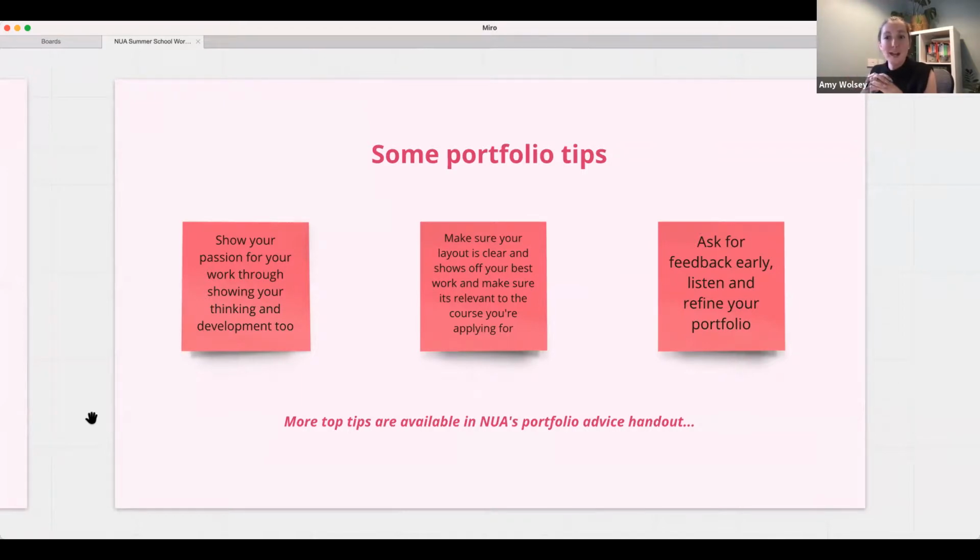And it doesn't have to be loads. You don't have to show all of your workings, but it does demonstrate how you got to some of the ideas and some of the designs or presentations that you might show.